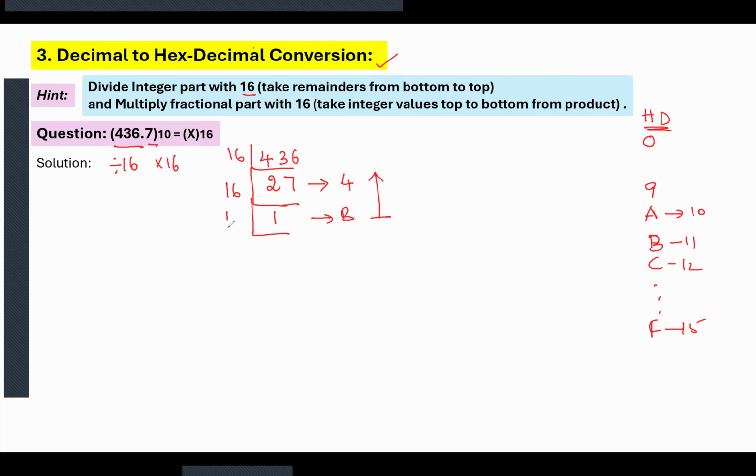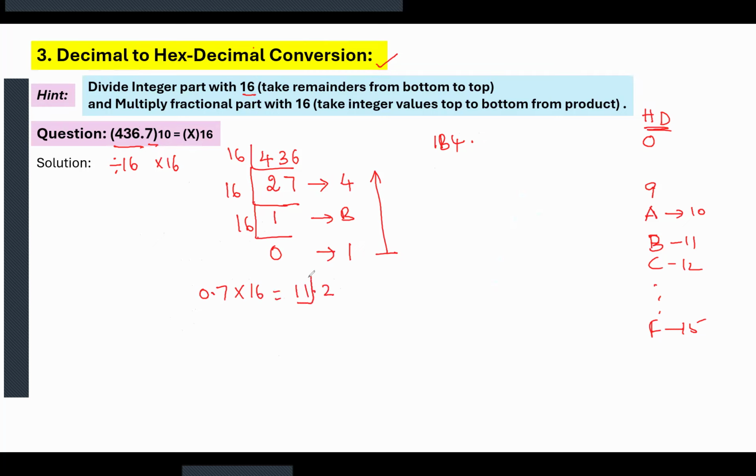Now again divided with 16, this is 0, its remainder is 1. Now again divided with 16, 0, this is remainder 1. Okay, now we should take the values from bottom to top. For integer part 1B4 point, for fractional part multiply with 16, 0.7 into 16, which is equal to 11.2.